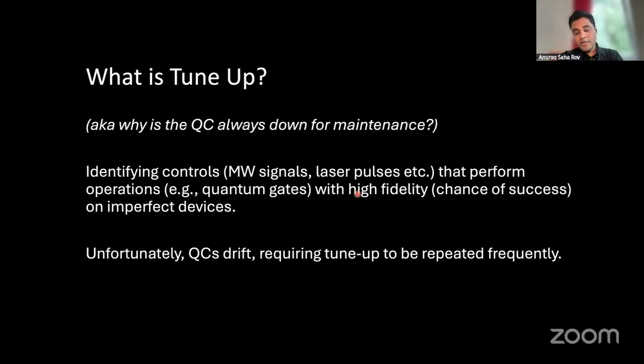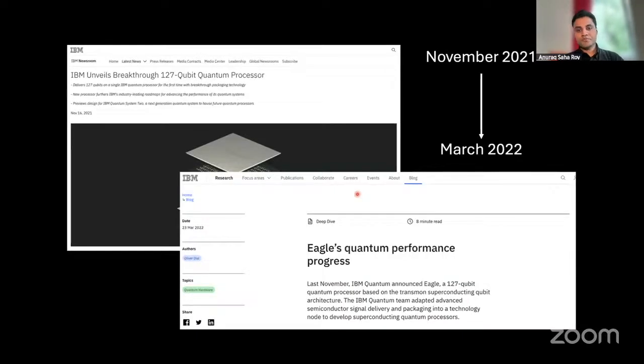And unfortunately, quantum computers are not static creatures. They are very dynamic, which means that if you tune up your quantum computer today, that's not enough. It has to be tuned up tomorrow and the day after and the day after. So there is this continuous process of recalibrating your quantum computer, which is why any cloud hosted quantum computer is often down for maintenance.